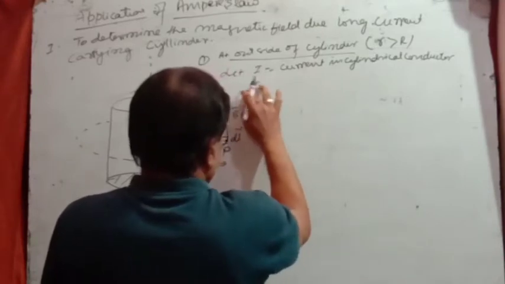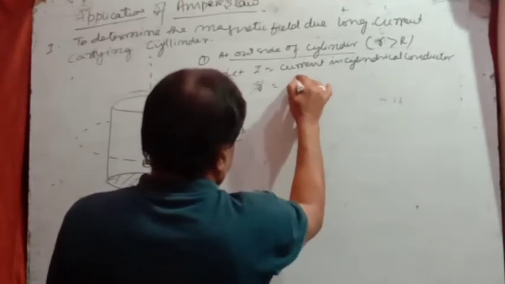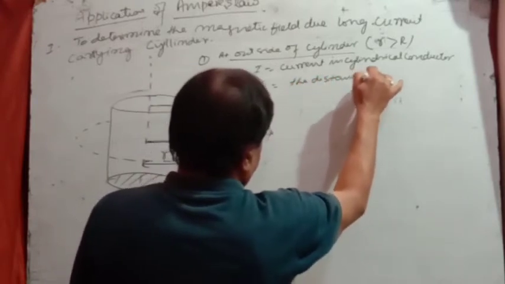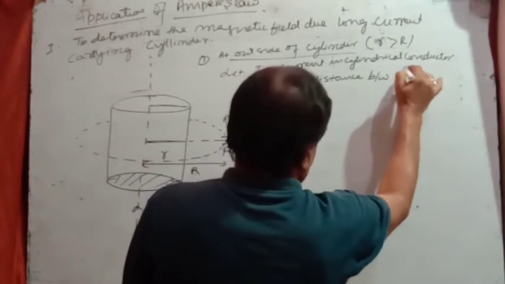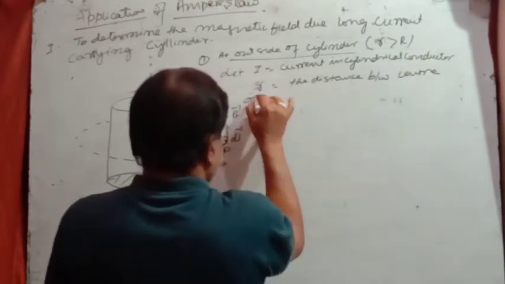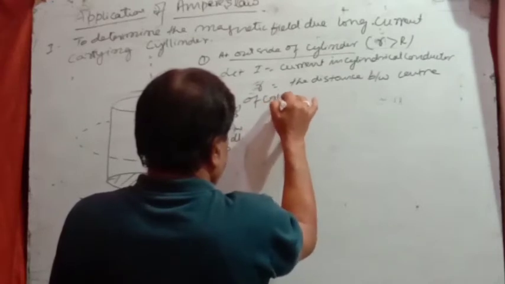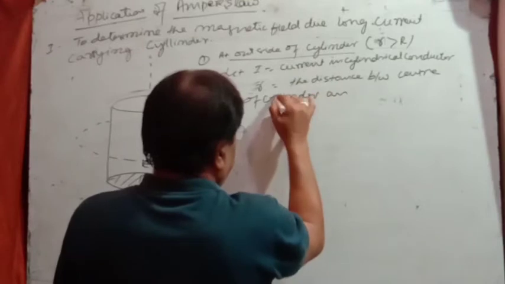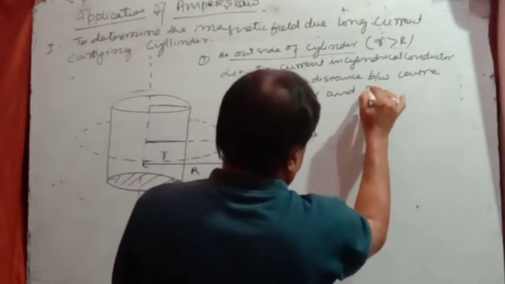R, the distance between the center of the cylinder and the point.